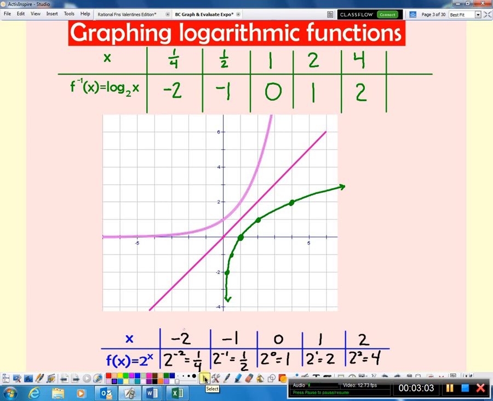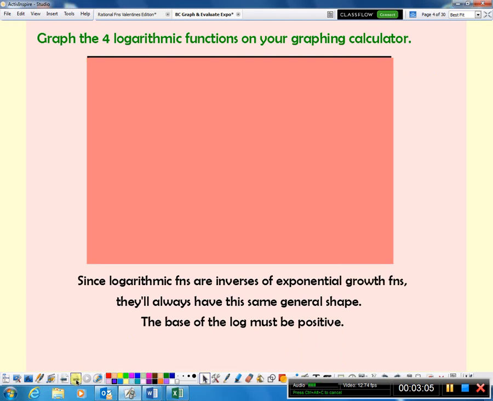So, just like we did yesterday in the previous lesson, if you look at y equals 2 to the x, y equals 3 to the x, y equals 4 to the x, and so on, you're going to get the same basic graph with differences only in steepness. Well, I could do the same thing. I could look at y1 equals log base 2 of x, y2 equals ln of x, y3 equals log base 3 of x, y4 equals maybe log base 5 of x.